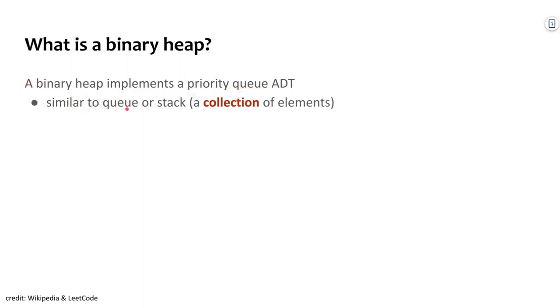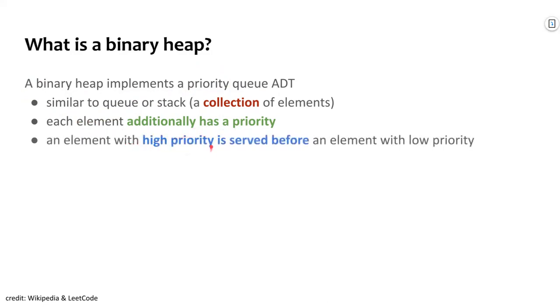They are similar to queue or stack, meaning they are just a collection of elements. However, as the name suggests, each element additionally has a priority. And an element with high priority is served before an element with low priority. Therefore, in the naive queues or stacks, the order of inserting the items determines the priority. However, in the case of priority queue, the priority is determined in a different way. So these are the properties of priority queue.